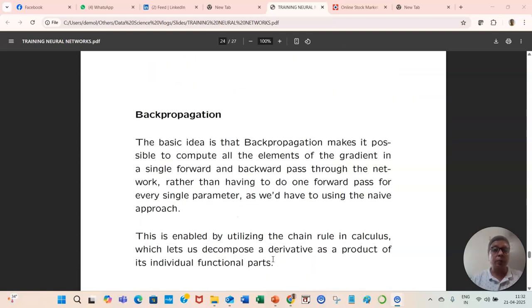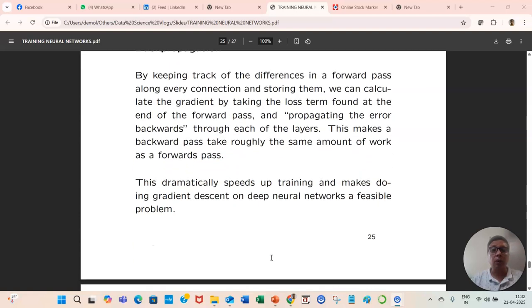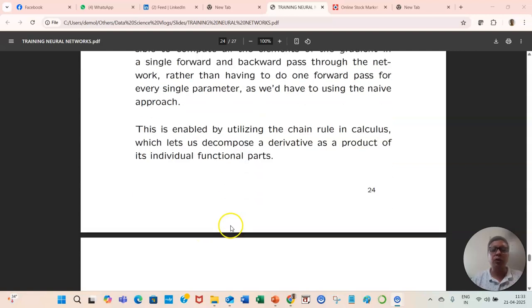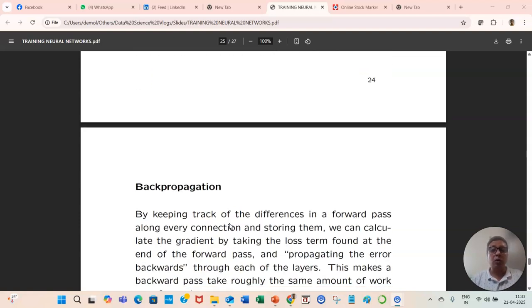Finally comes the concept of backpropagation. The basic idea is that backpropagation makes it possible to compute all the elements of the gradient in a single forward and backward pass through the network, rather than having to do one forward pass for every single parameter as we would have to using the naive approach. This is enabled by utilizing the chain rule in calculus, which lets us decompose a derivative as a product of the individual functional parts. So in backpropagation, we go backward and forward till we reach a stable solution.